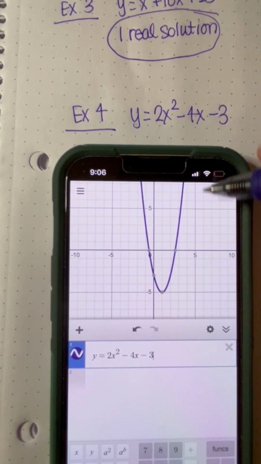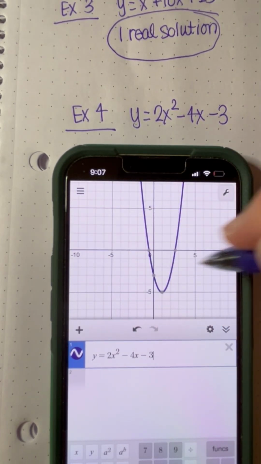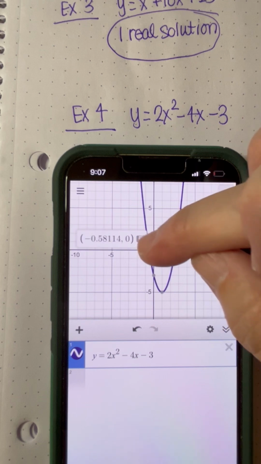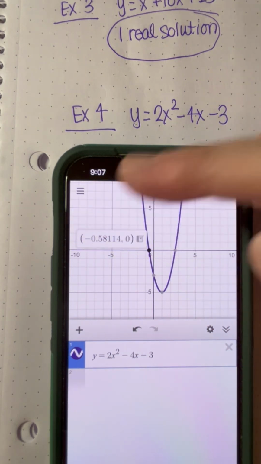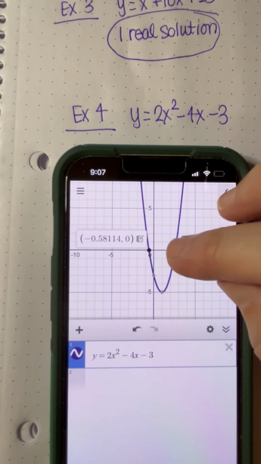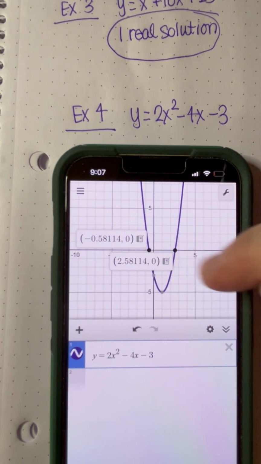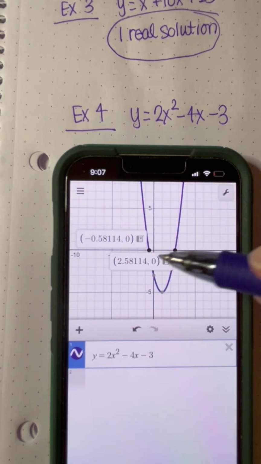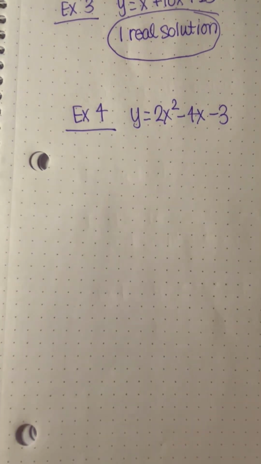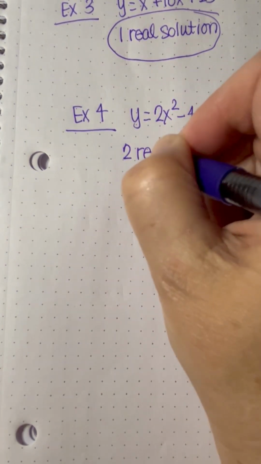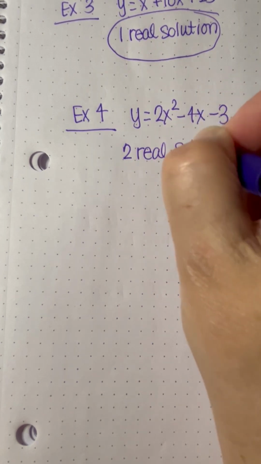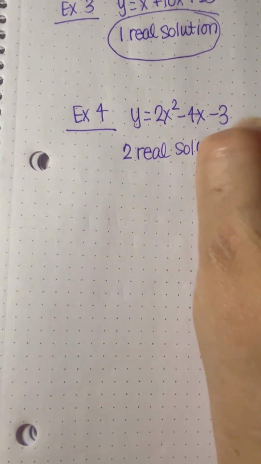There's my u. You can see the x-axis right here. So I'm hitting the x-axis at -0.58 and then some, and at 2.58 and then some. But again, we don't really care what those numbers are, we just care how many there are. So this would be another 2 real solutions situation.